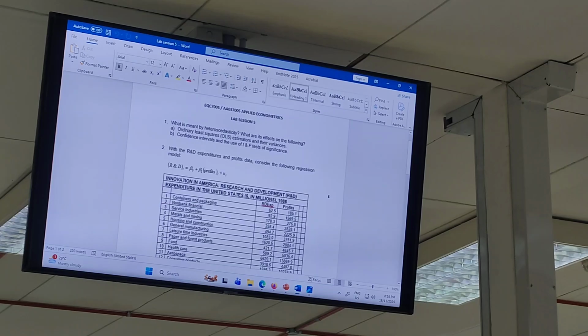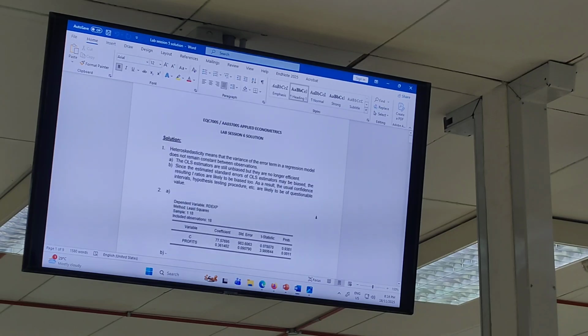So the first question: what is meant by heteroscedasticity? What are its effects on the following: the least squares estimators and their variances, the confidence intervals, and the use of t and F tests of significance? Heteroscedasticity means that the variance of the error term in the regression model does not remain constant between observations. So different observations have different sizes of variance. The ordinary least squares estimators are still unbiased, but they are no longer efficient. So the estimate can still be used, but it is no longer efficient.